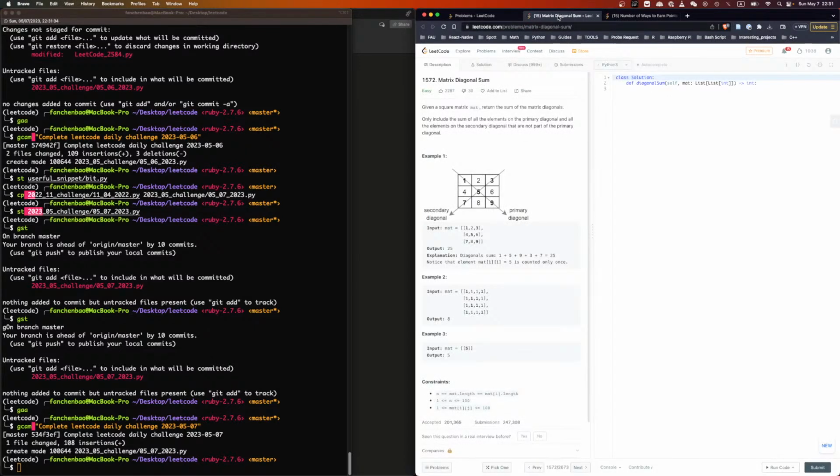I'm gonna say maximum. Matrix diagonal sum. Given the square matrix, return the sum of the matrix diagonals. Only include the sum of all the elements on the primary diagonal and all the elements on the secondary diagonal that are not part of the primary. So I probably have to not count the middle one twice, right?